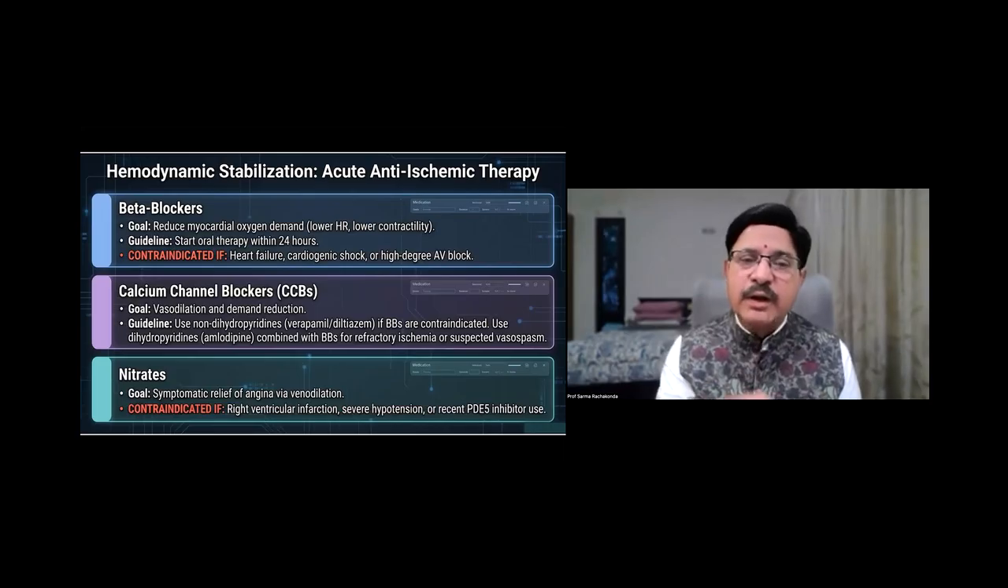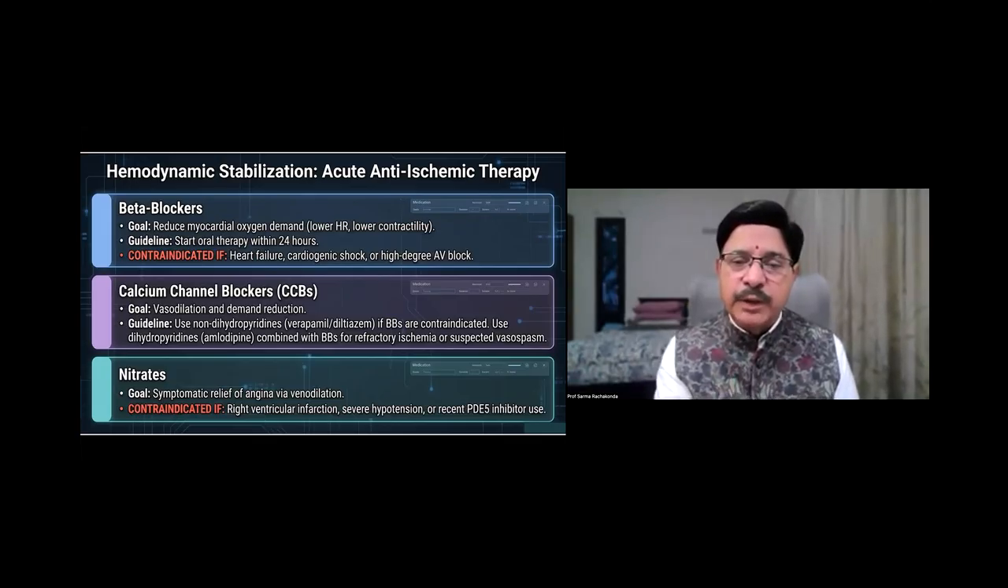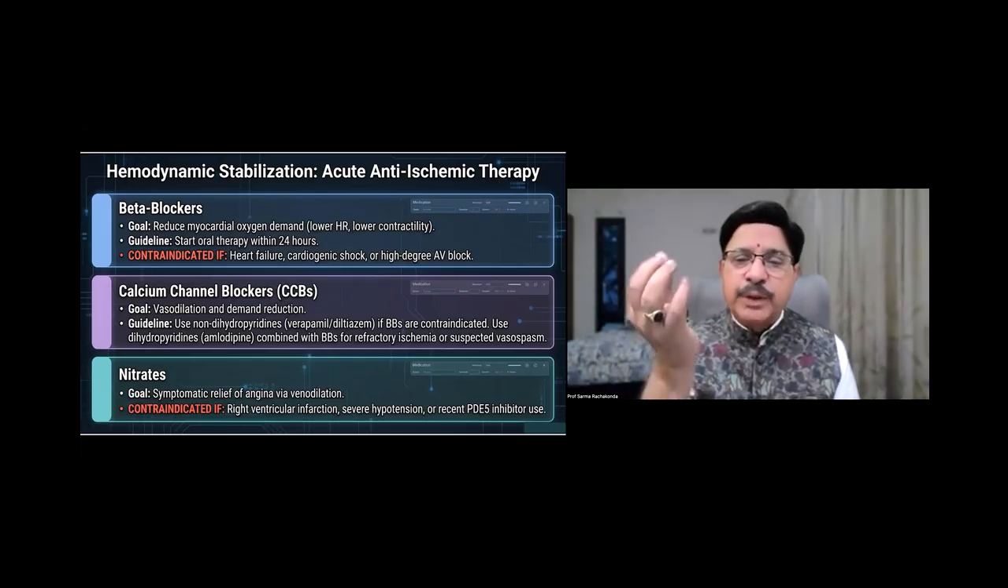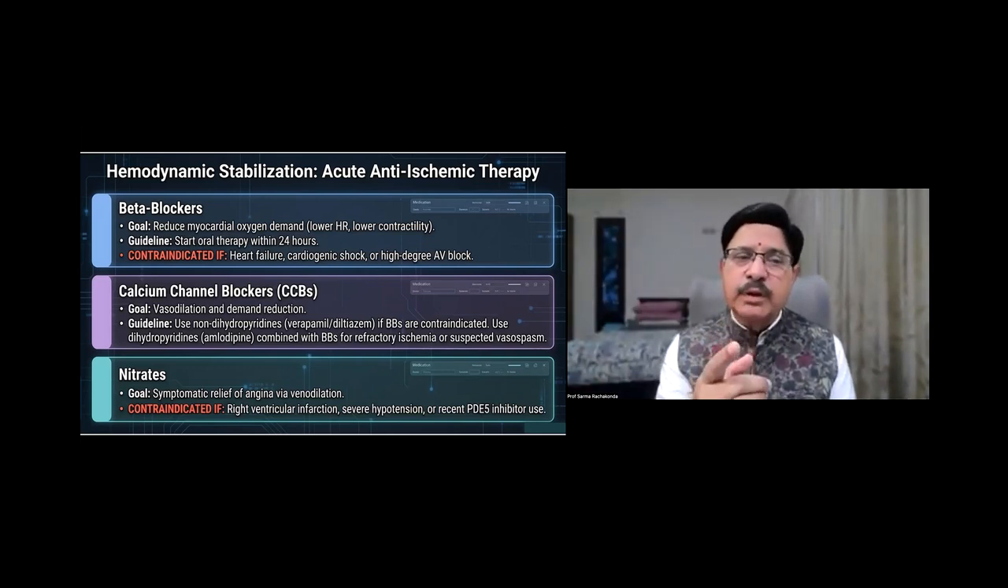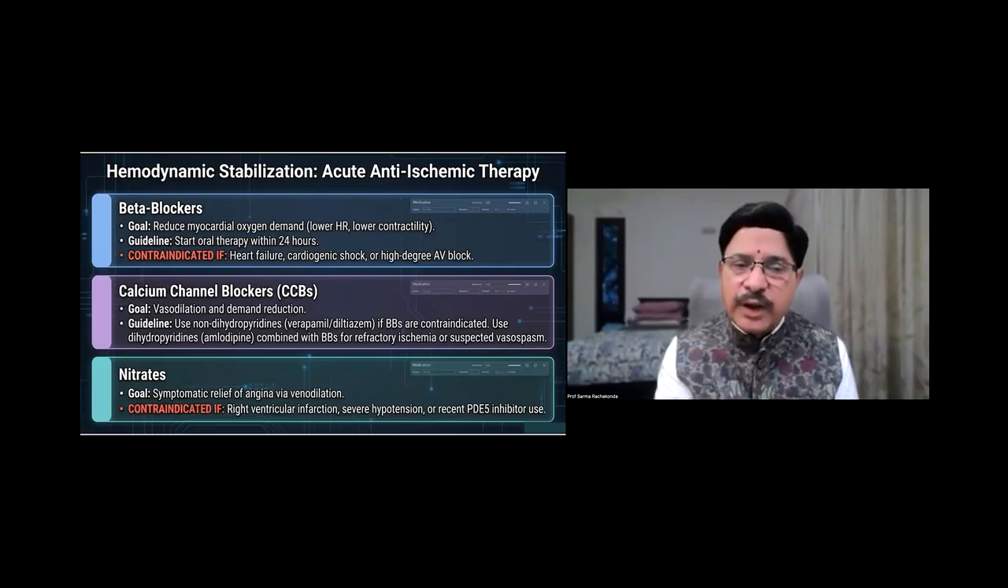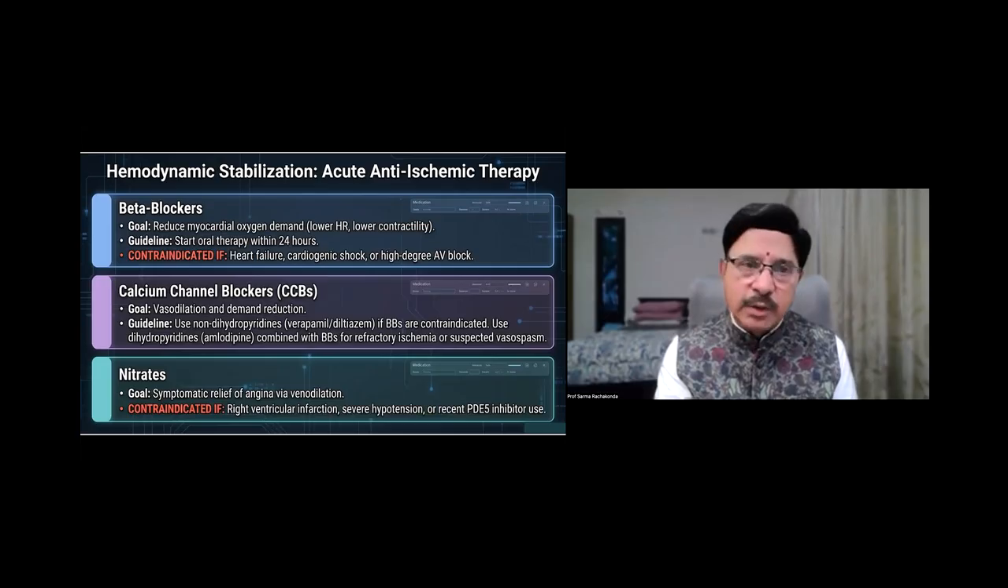Okay, contraindicated in 2-3 conditions. Right ventricular infarction, don't give nitrates. Last time also I told you. Severe hypotension, don't give. And if you have used Viagra, something like that in the recent 24 hours, PDE5 inhibitors, particularly Viagra type of drug, you should not give nitrates because a precipitous fall of blood pressure comes. So what are the contraindications? Beta blocker, which calcium channel blockers I use? When I use nitrates, why I use nitrates? When I don't use nitrates: RV infarction, severe hypotension, recent PDE5 inhibitor.